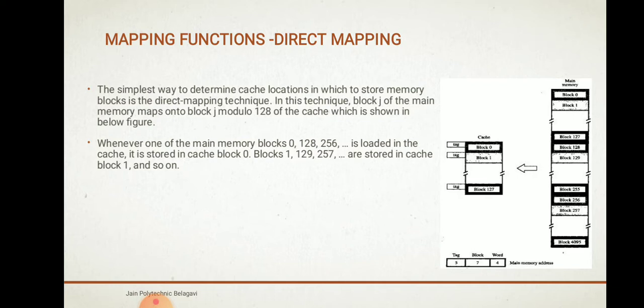Similarly, when you go for block number 1, where should block number 1 be stored? By using the mapping function, block 1 from the main memory should be stored in cache block 1 modulo 128. Block 1 modulo 128 is block 1. So block 1 should be stored in block 1 of the cache. Similarly for 129, 257 and so on.